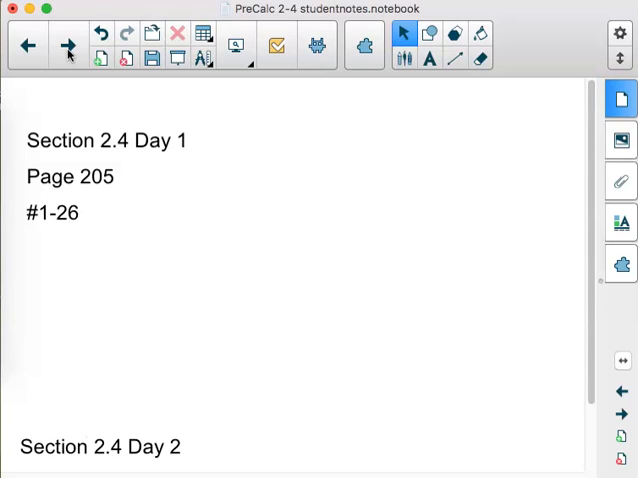We've talked about this before. If you get to a problem and you're like, nah, I want to wait and see an example in class, I'll wait until Cedar Home does one of those. That's perfectly fine. So section 2-4 day 1, page 205, number 1 through 26. Lots of objectives in here, but we have 3 days scheduled, so we'll get there. It's just going to take us a bit.